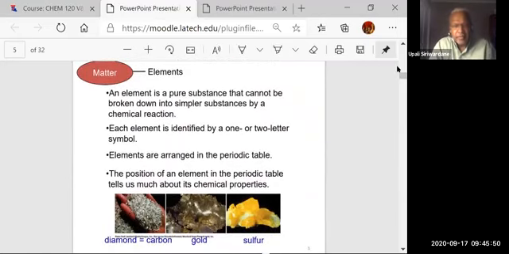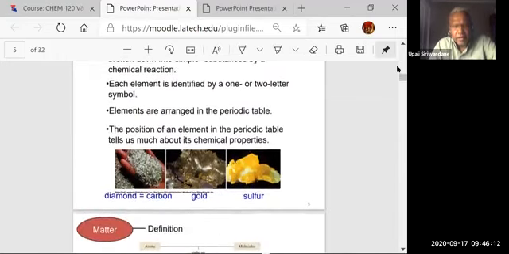Going into detail, all elements are pure substances that cannot be broken down by chemical reactions. Elements cannot be broken down by a chemical reaction except using a nuclear reaction, and we are not talking about that here. They are given a two-letter symbol to identify them, the atomic symbol. Elements are arranged in the periodic table according to their atomic number, which is the number of protons in the nucleus. The position of the element in the periodic table decides the chemical properties of that element.